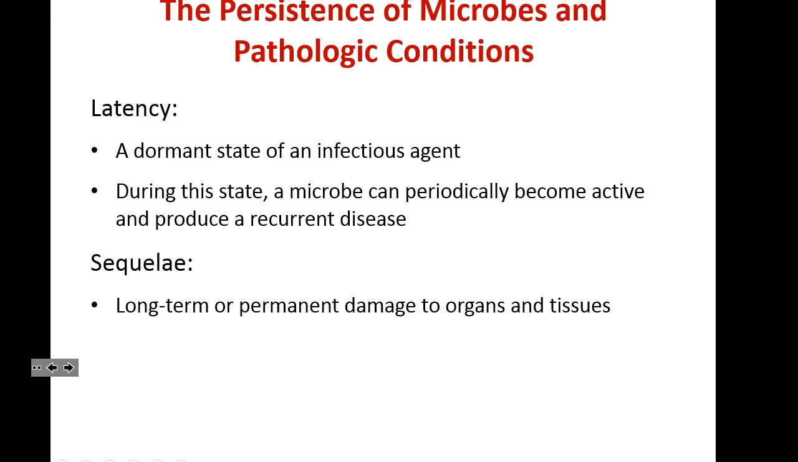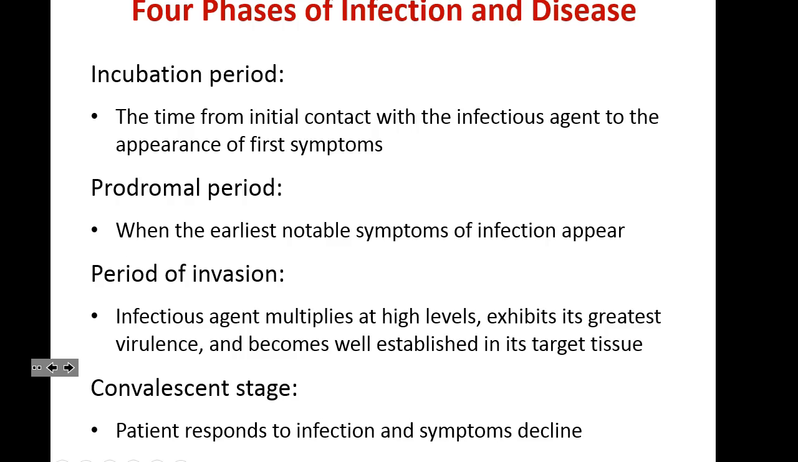Okay, the persistence of microbes and pathologic conditions. Latency is a dormant state of an infectious agent. During this state, a microbe can periodically become active and produce a recurrent disease. Sequelae is long-term or permanent damage to organs and tissues. So we have these 4 phases of infection and disease.